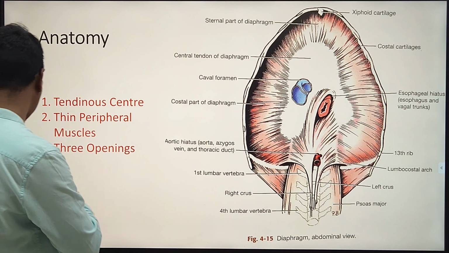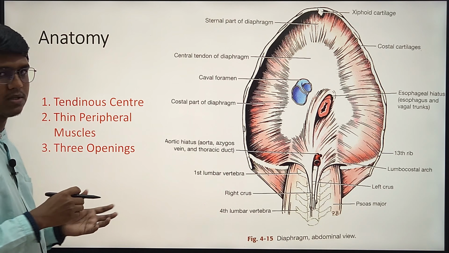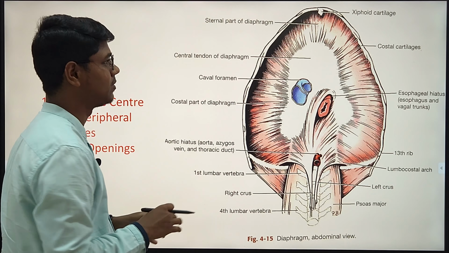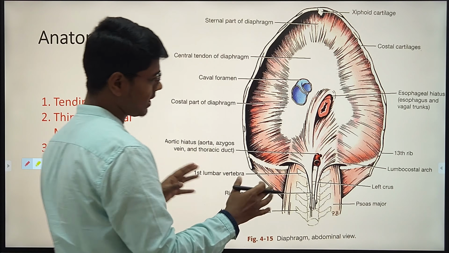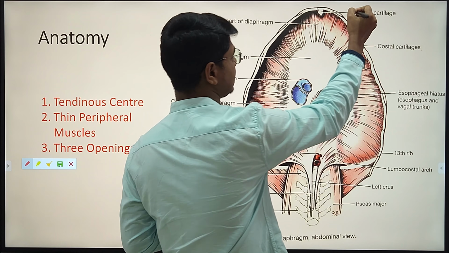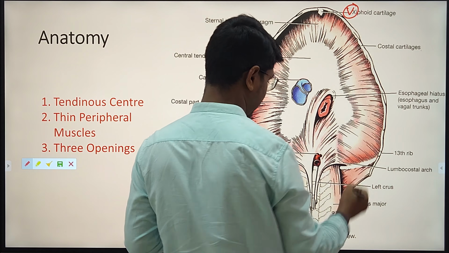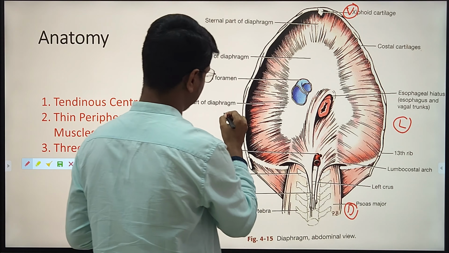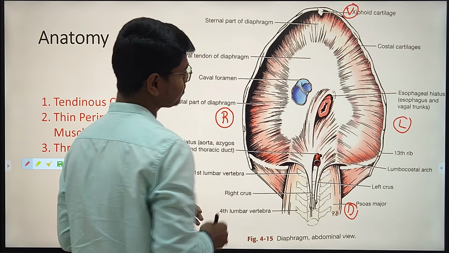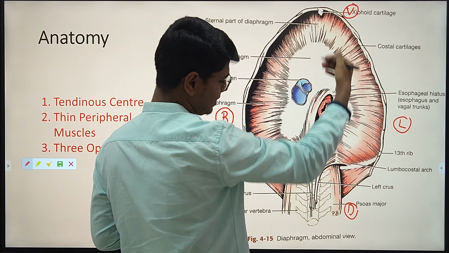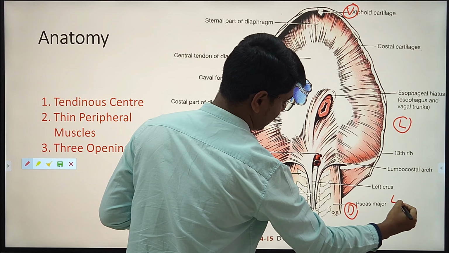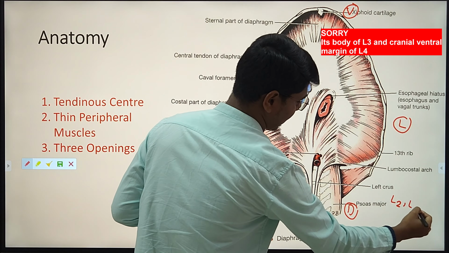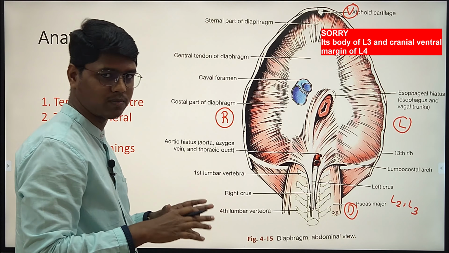Okay, so let us go to some anatomy first, because radiology is all about anatomy. Entire surgery is all about anatomy. So first of all, this is the diaphragm. It originates from the xiphoid cartilage. This is the ventral surface. This is the dorsal surface. This one is the left, and this one is the right. It originates from the xiphoid cartilage and inserts at the level of the body of L2 and the cranial portion of L3. This is the insertion point of the crura.